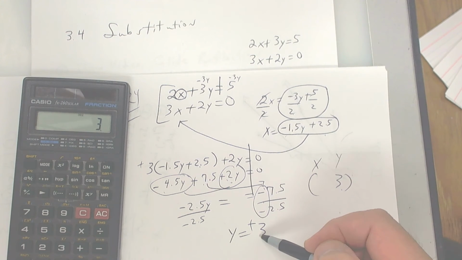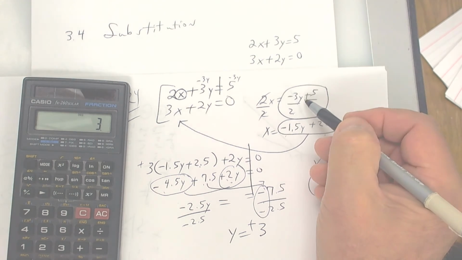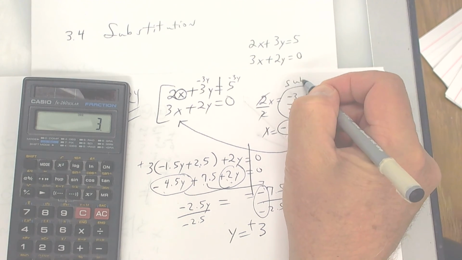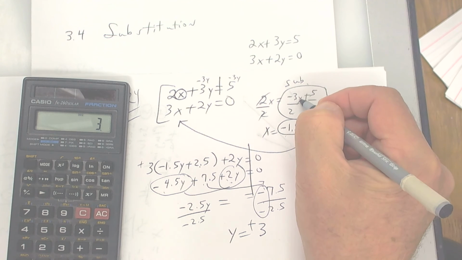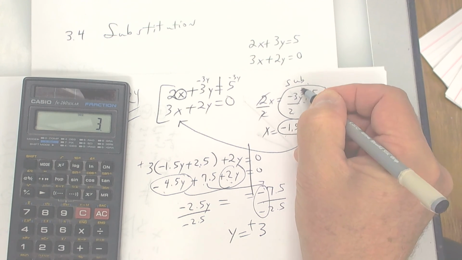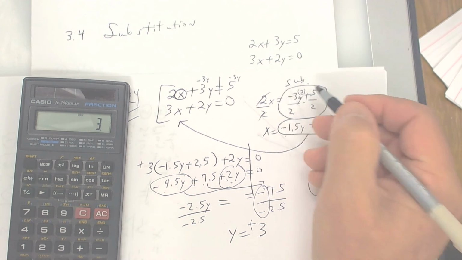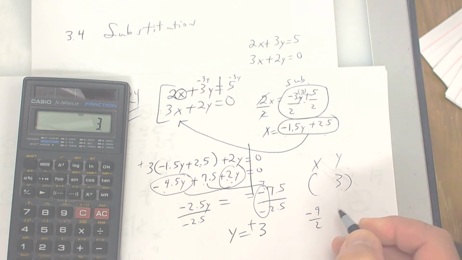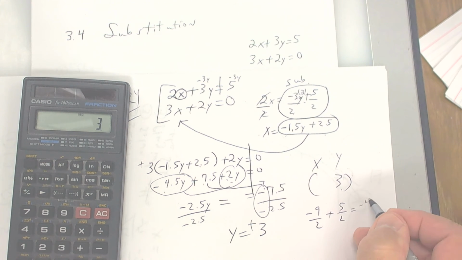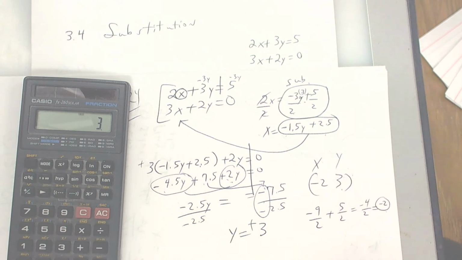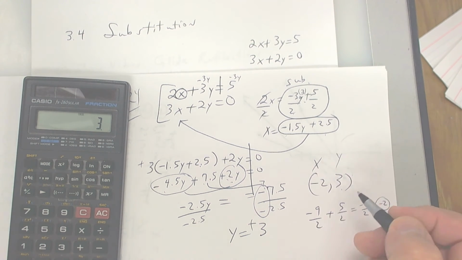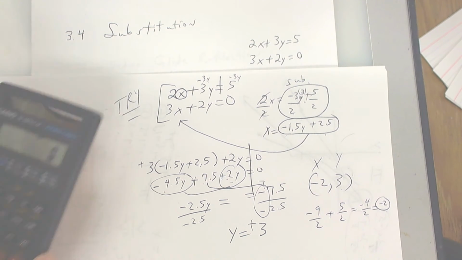Now you're going to plug 3 in here for the y. Go back to your sub right here. So you're going to put a 3 right here. So negative 3 times 3 is a negative 9 over 2 plus 5 over 2, which gives you a negative 4 over 2, which gives you a negative 2. So even though it was sloppy and decimals and everything, there it is. And that's how you do it.